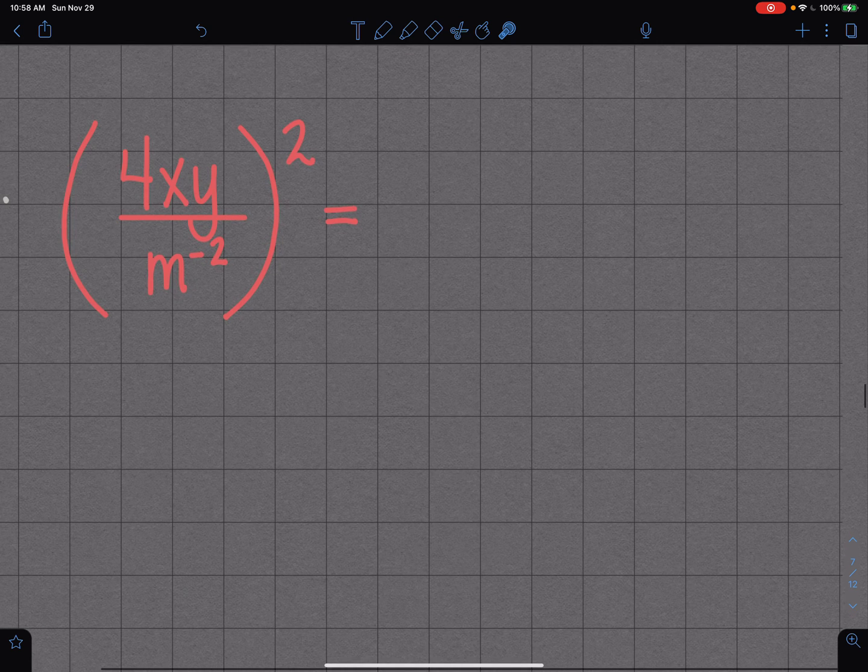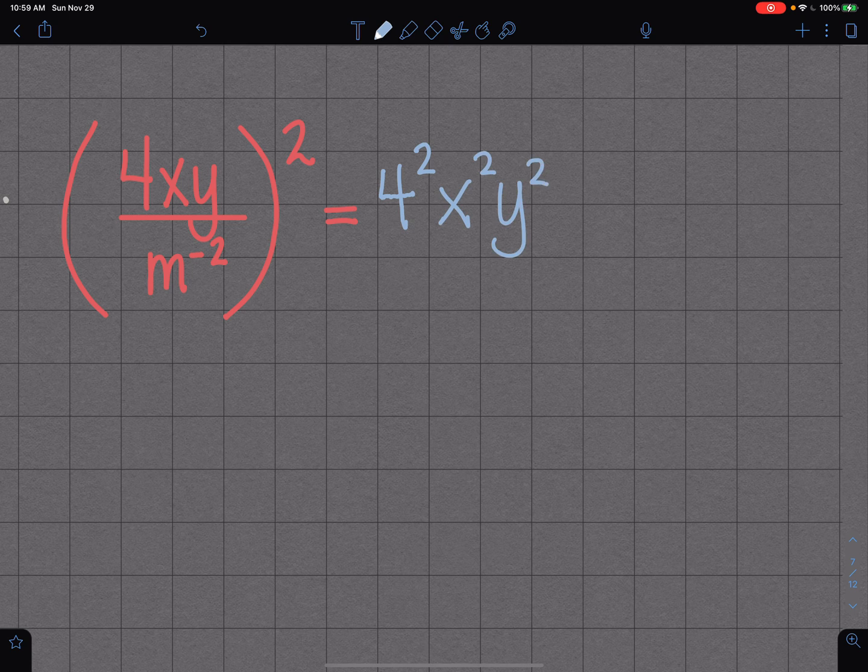C. Now you know these examples get more complicated, so don't skip ahead. You've got to do these. All right, so now we have a numerator and a denominator, so we have to use the power rule, apply this to every single term, okay? So we'll start out with the 4, okay? So 4 raised to the 2 on top, x squared, y squared. What about the bottom? We're going to have m to the minus 2 raised to the 2 power, right?